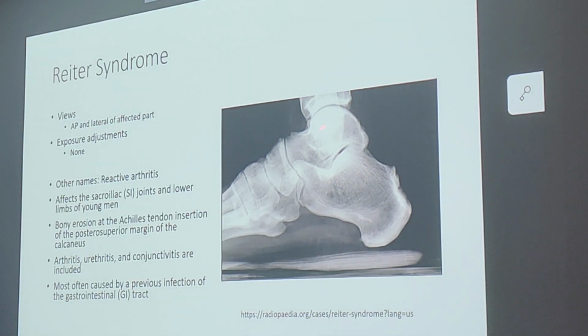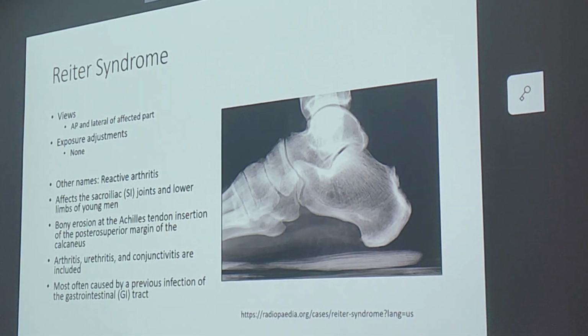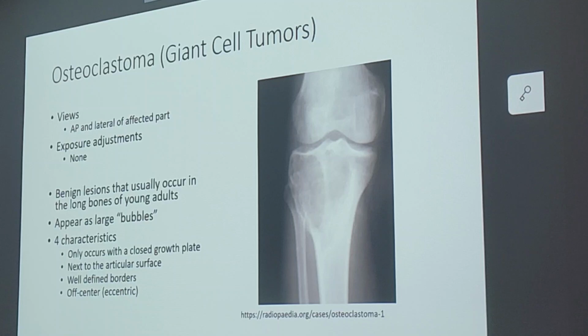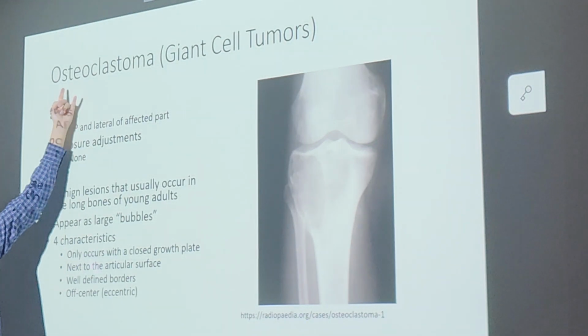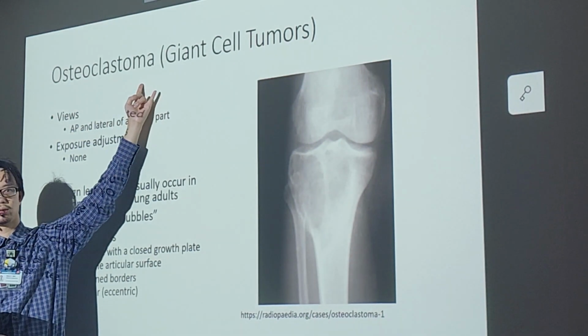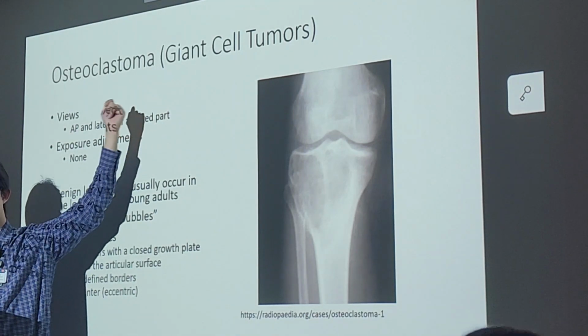By the way, what bone is this up here? The round bone? Talus, very good. All right. Osteoclastoma. All right, so osteo once again being bone, oma, tumor, good.